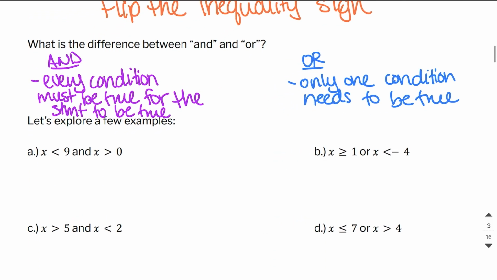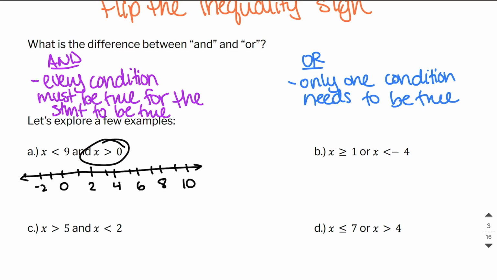In question 8 it says x is less than 9 and x is greater than 0. So let's graph this out on a number line. We'll go from -2 all the way to maybe 10. I said that because I just wanted to go a little bit to the left of the smaller number and a little bit to the right of the larger number.